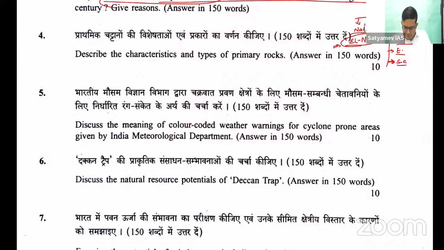And on the basis of location, you'll say that when this is on the sea floor, it will be the basaltic rock. When it is on the surface, it will be the igneous rocks. So on the basis of location, basaltic rocks and igneous rocks. And on the basis of nature, you will have the types of igneous rocks which will be there.